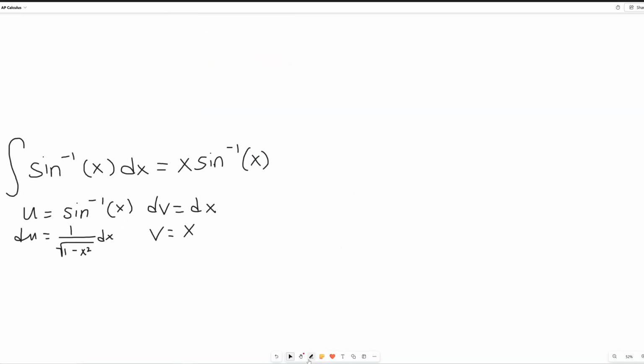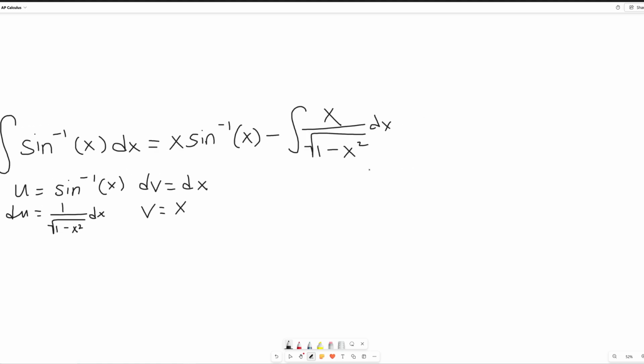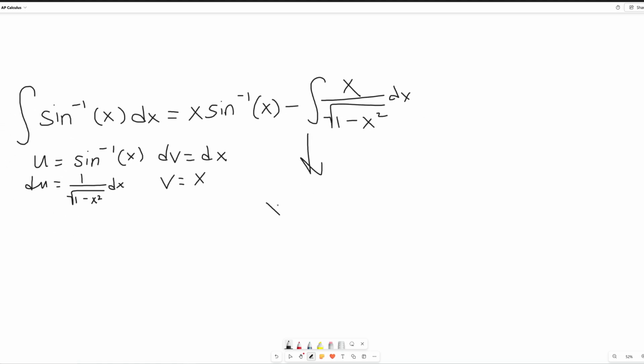So now, this minus integral of x over square root 1 minus x squared dx, this just becomes x inverse sine of x plus square root 1 minus x squared plus c.